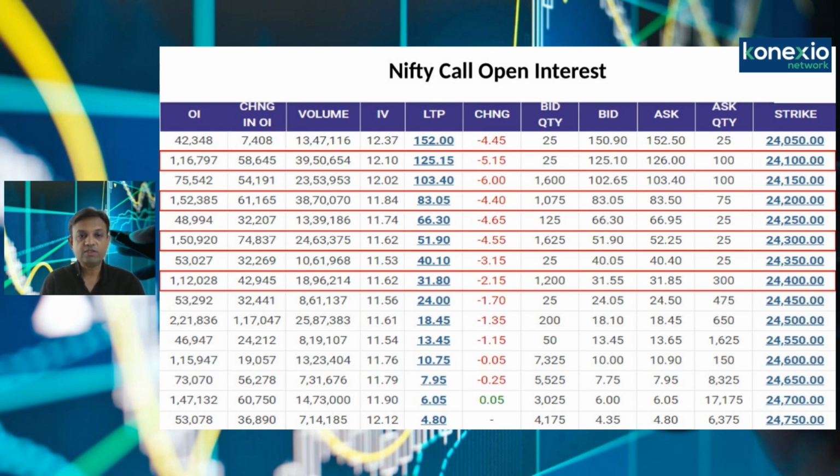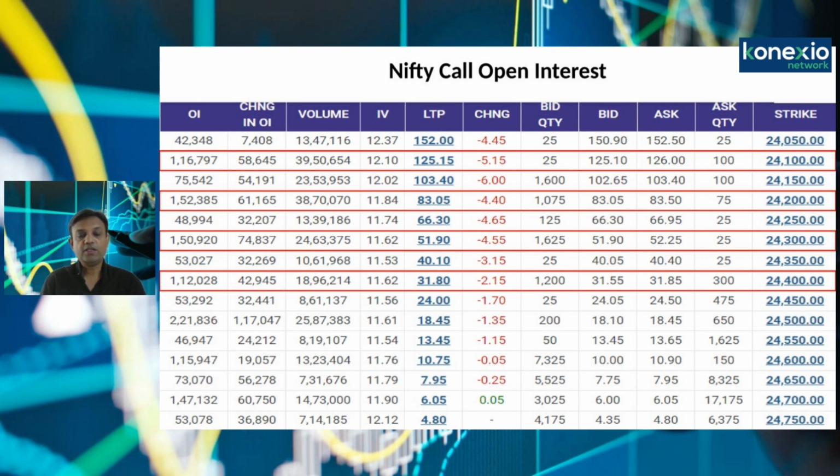So this data seems that the volume and open interest can act as an important resistance, maybe specifically 24,200. So until and unless Nifty closes above 24,200, we can expect profit booking coming in near those levels. Now, friends, let us discuss Nifty put data.